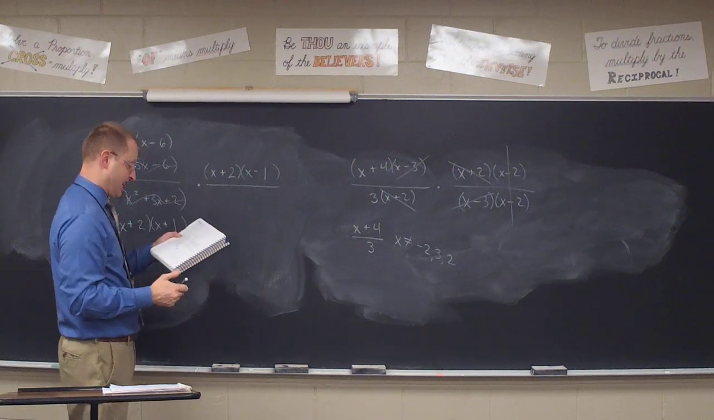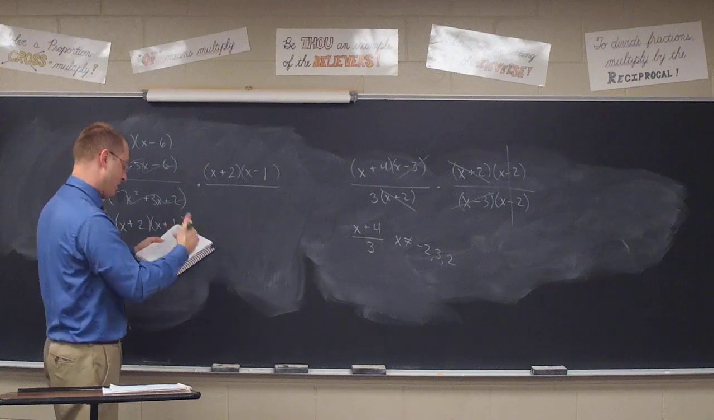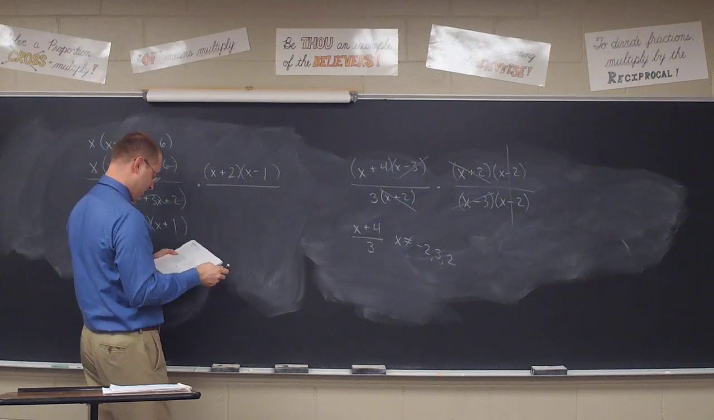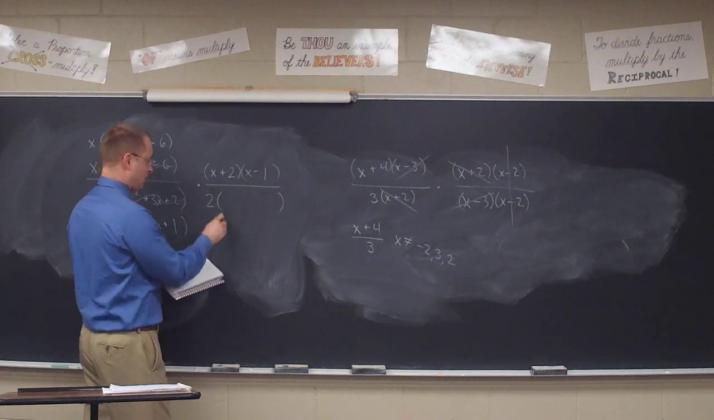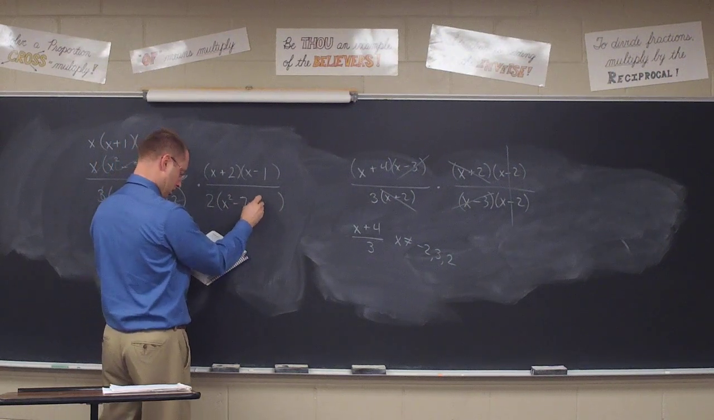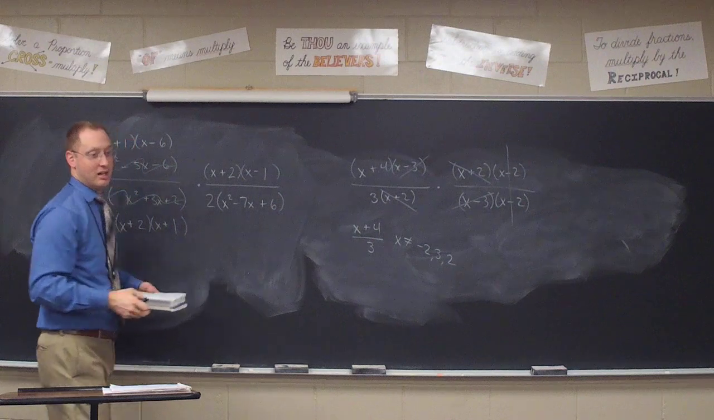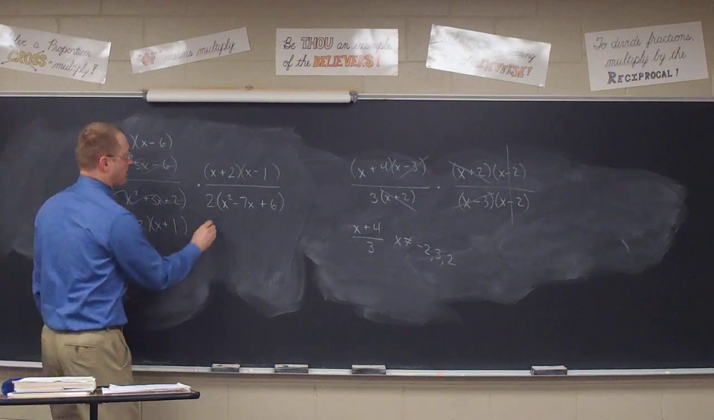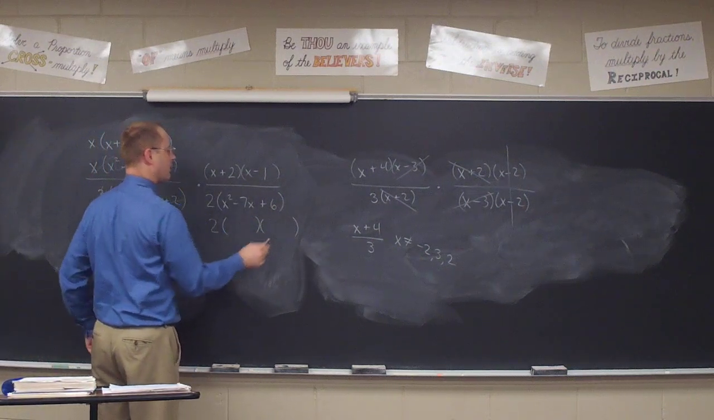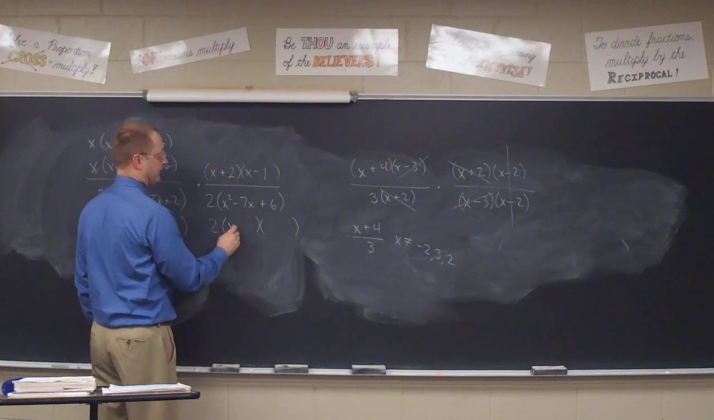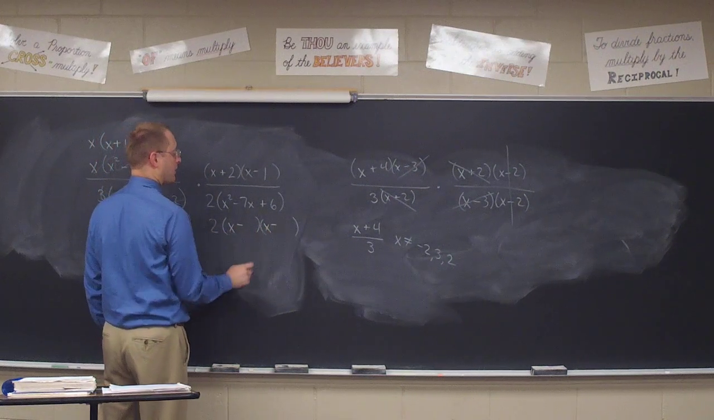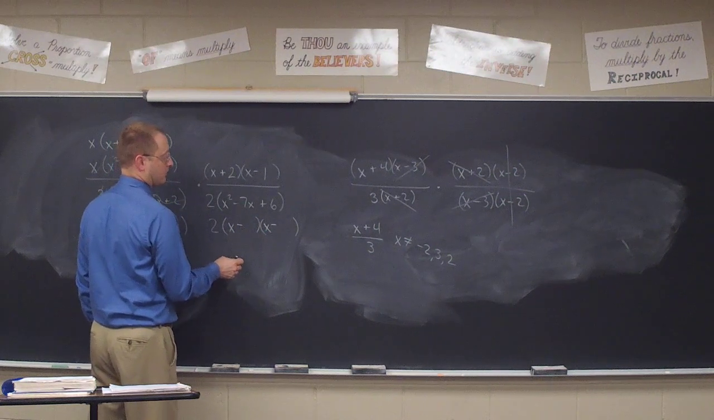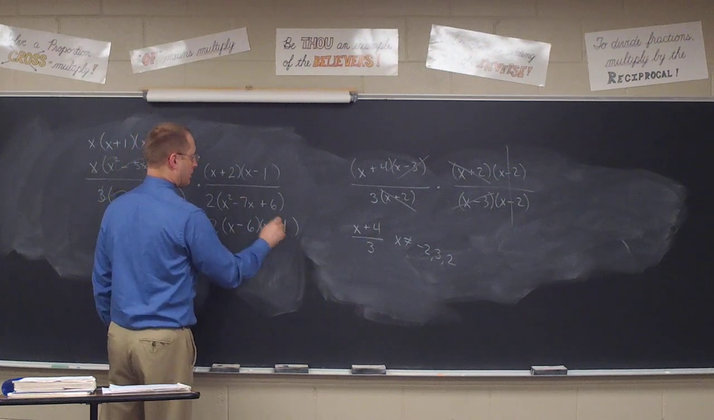Number 19, the second numerator is moving down as a denominator. Factor out 2 to get x squared negative 7x plus 6. Good, and then we can backwards FOIL that. X times x, negatives, and 6 and 1. There we go.